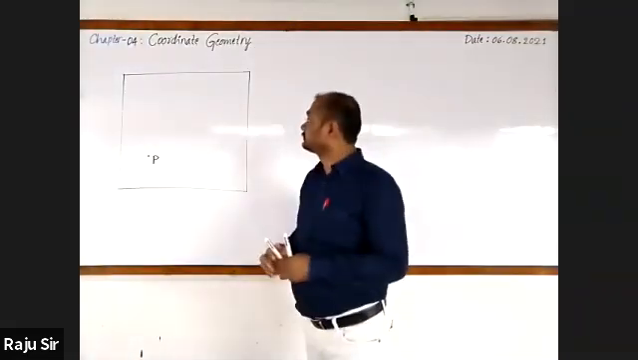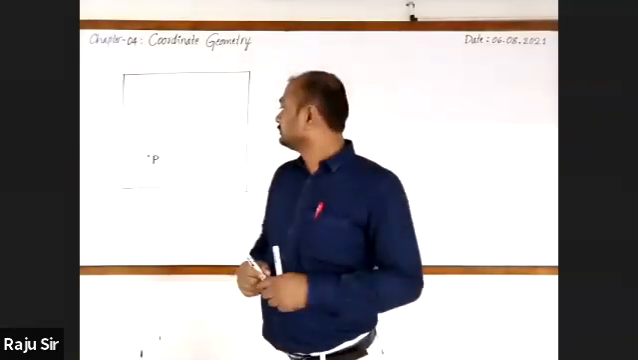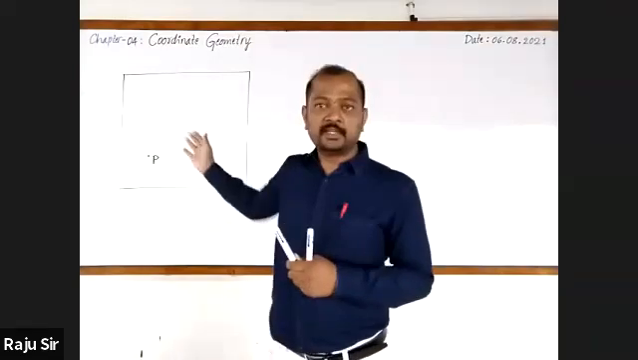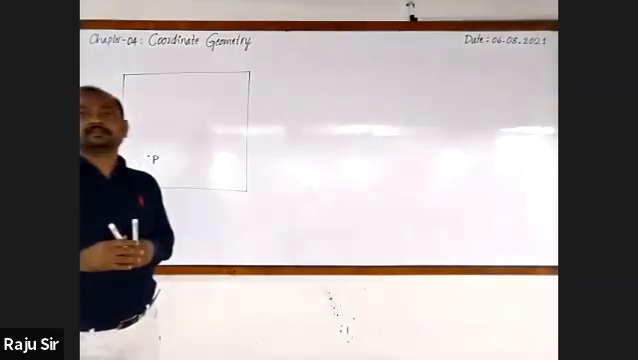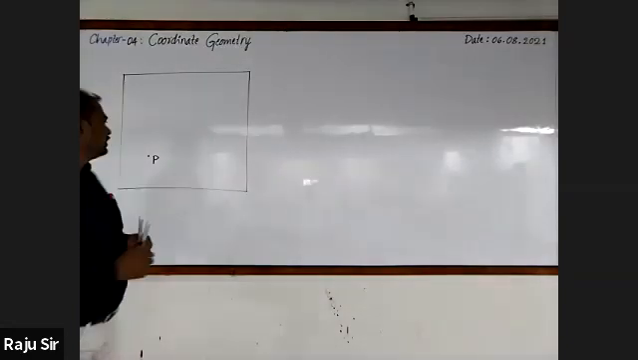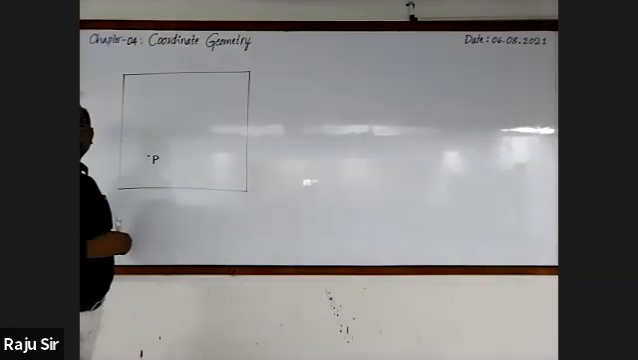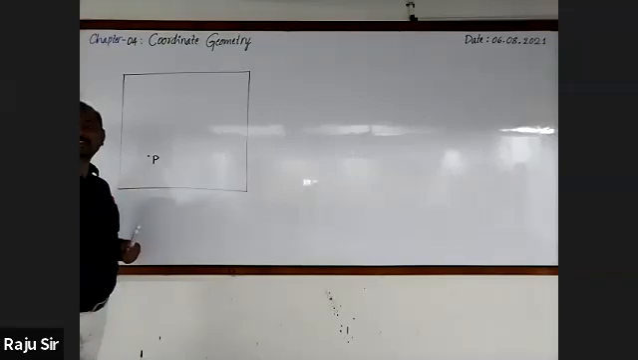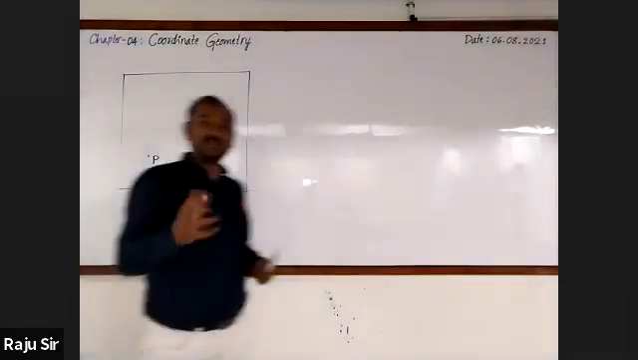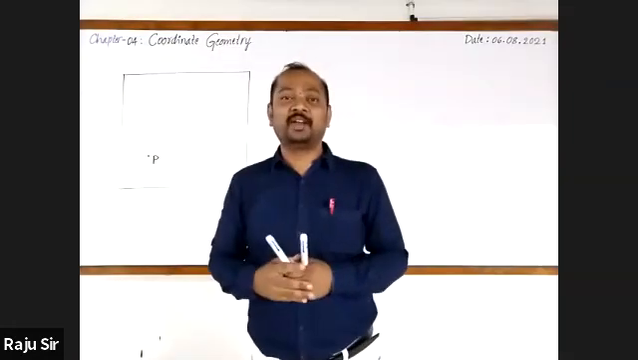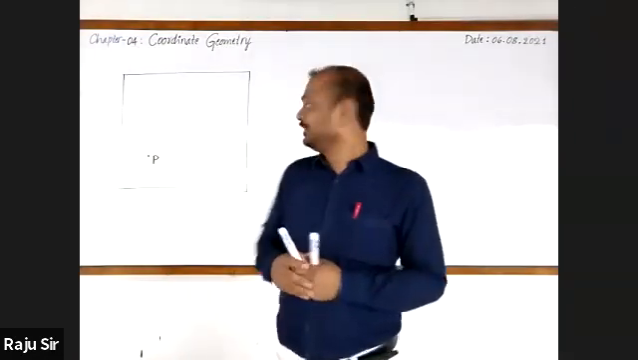Can you describe the position of the point in this plane? Where is the point on this plane? Where is it? It is on the plane only. It is on the board only. But I want the exact location of the point. It is inside the board.